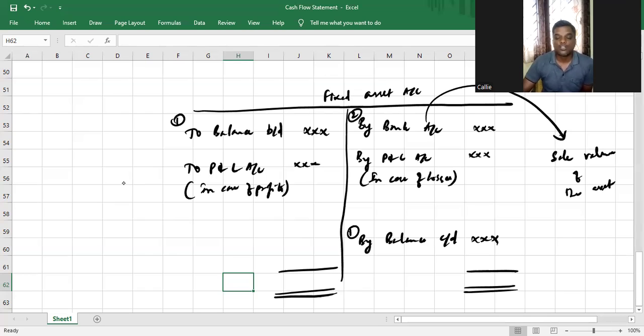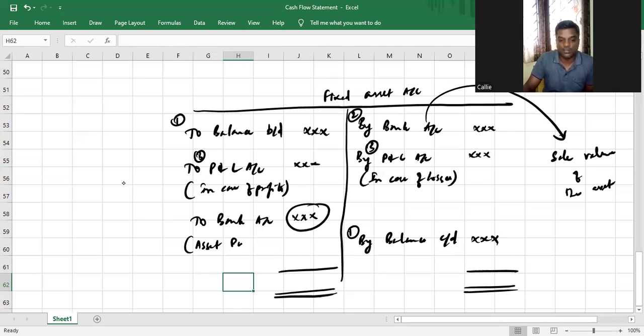All right, good. So once you've recorded the profit or loss, you'll have to look at what information is given. The question might have given you information with respect to the depreciation charge, or it might have given you information with respect to the asset purchase. If the question has given you the asset purchase, you write that here, to bank account. This will be the third thing to do. To bank account, and fill in that figure here. This will be the asset purchase.